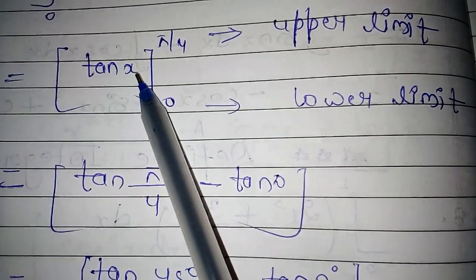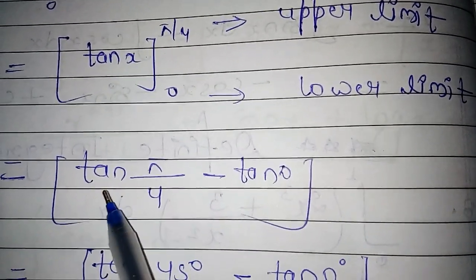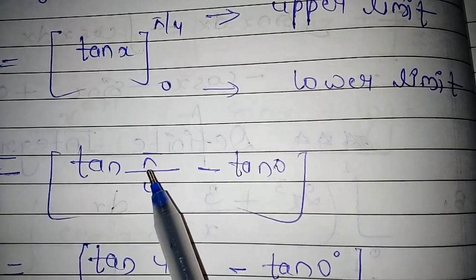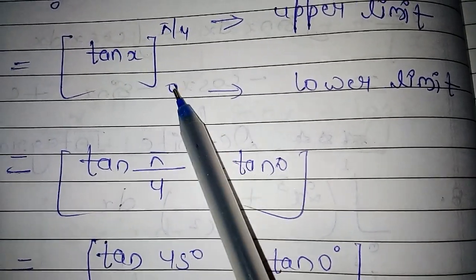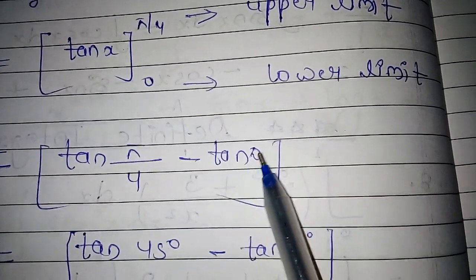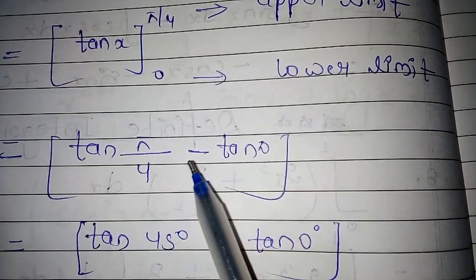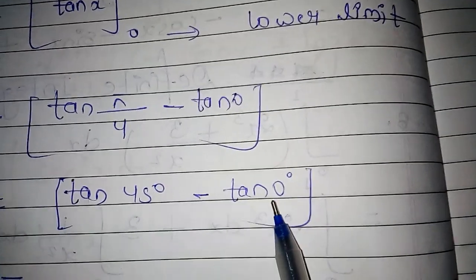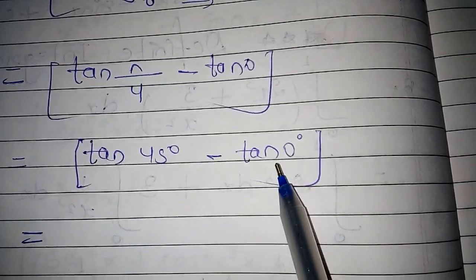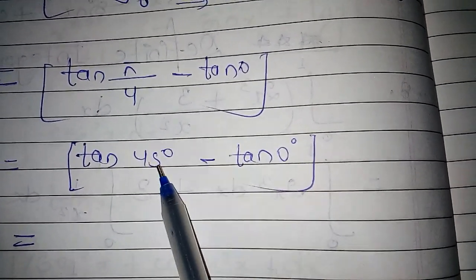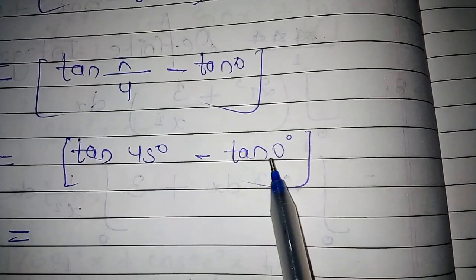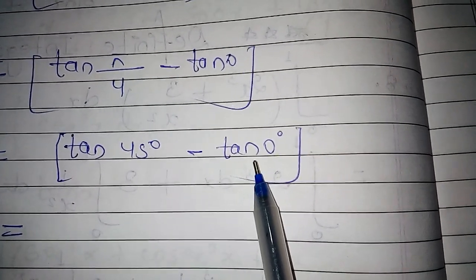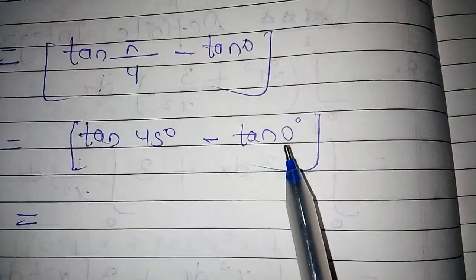In the place of x only, you will put pi by 4. So your first term is tan pi by 4 minus your lower limit, which is tan 0 degree. So tan pi by 4 means tan 45 minus tan 0. Now you will tell me what is the value of tan 45 degree minus what is the value of tan 0 degree.